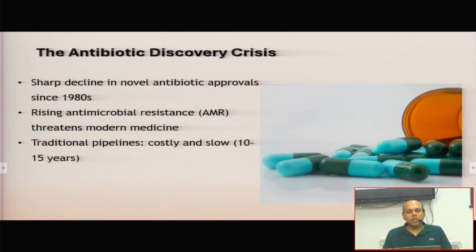So, we all know about the antibiotic discovery crisis. I don't have to tell you or repeat myself again over here. Basically, we have a sharp decline in novel antibiotic approval since the 1980s. Then there is rising AMR that threatens modern medicine. Traditional pipelines are costly, slow, and take many years and decades for discovery.